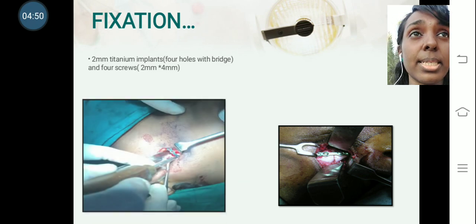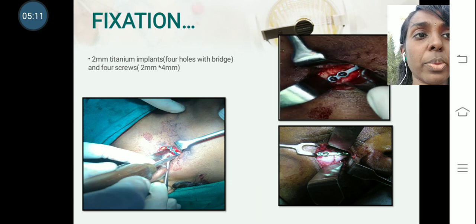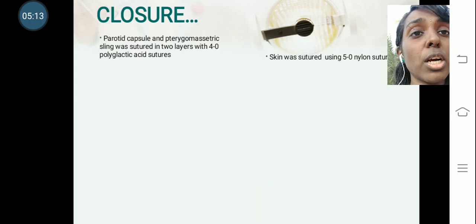Now the fracture site was identified and the repositioning of the fracture is done. The subcondylar fragment is repositioned to the glenoid fossa, and the distal fragment, called the ramus, is repositioned to the subcondylar fracture, and the mini plate fixation is done. Which mini plate fixation? That is 2 mm titanium implants, 4 holes with a bridge and 4 screws, 2 mm into 4 mm. Okay. Next comes the closure.